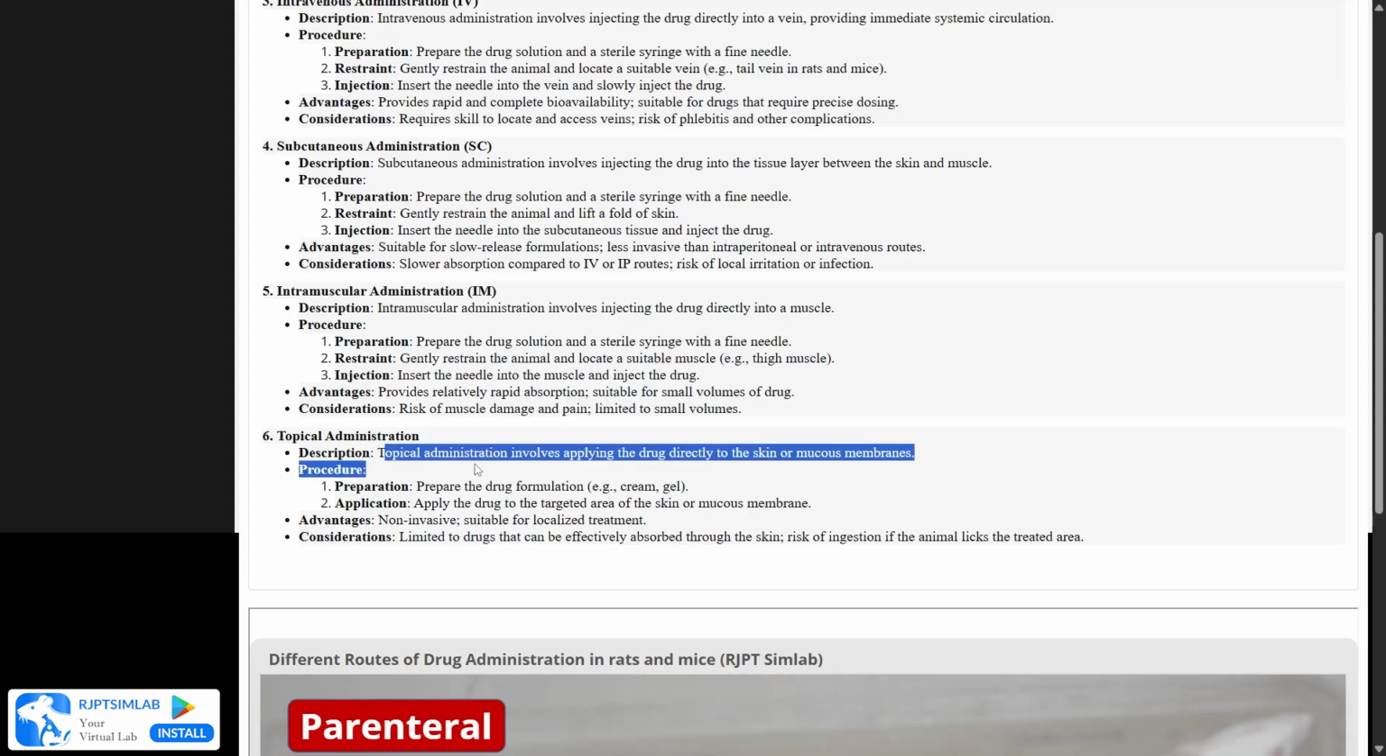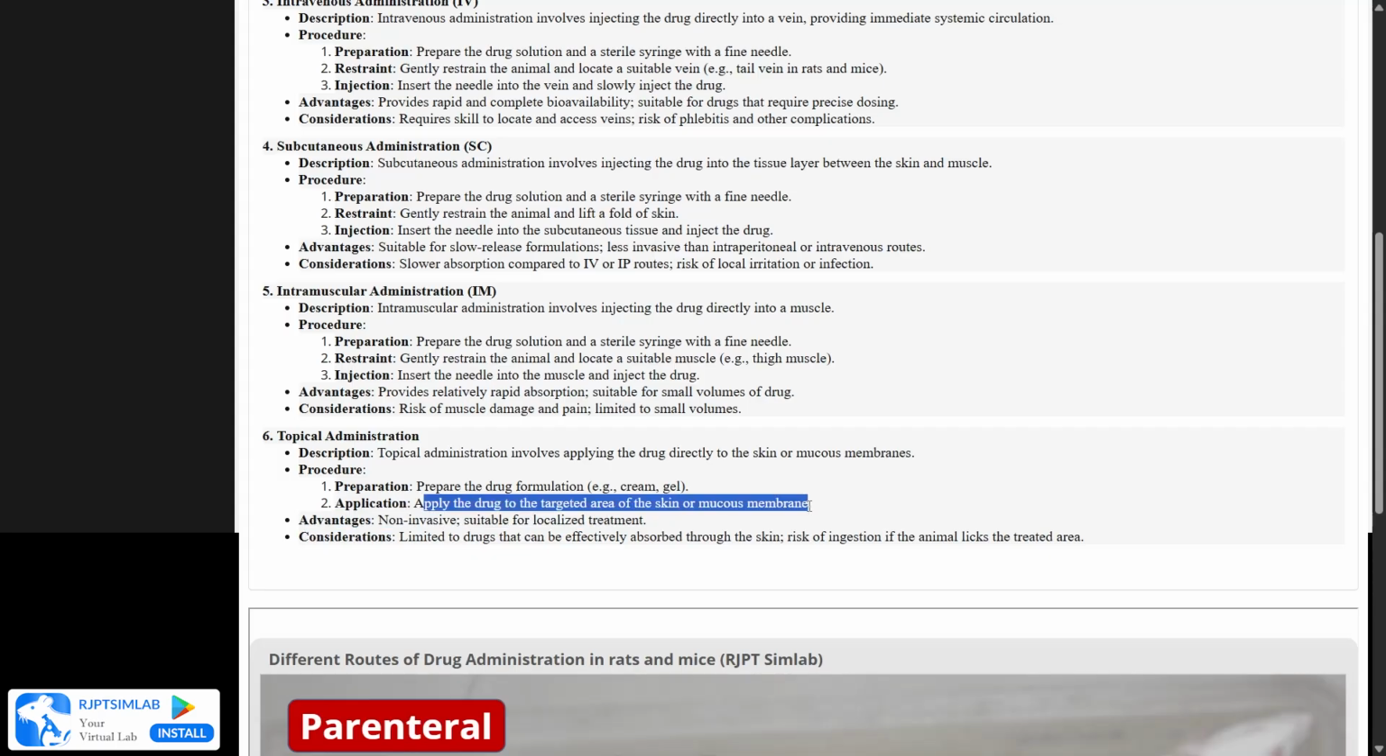Now let's come to the last route, which is the topical administration. The topical administration involves applying the drug directly to the skin or the mucous membrane. In this method, we have to apply the drug over the skin or to the mucous membranes. The procedure is that you have to prepare the drug formulation, for example in the form of cream or gel, which will penetrate through the layers of the skin, and we apply it topically. Then application: apply the drug to the targeted area of the skin or the mucous membrane. We can directly apply it to the targeted skin portion or the mucous membrane.